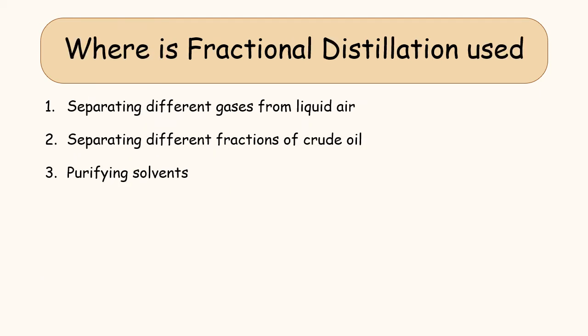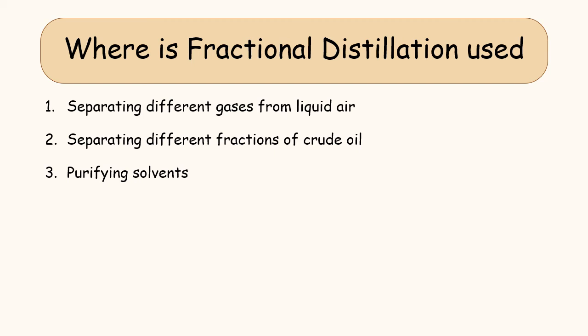Now, fractional distillation is used for a lot of really important purposes. One of the most important ones is actually separating different gases from liquid air. So how we get nitrogen, for example, oxygen and some really rare gases like helium, argon, etc., is by cooling down air so it actually condenses into a liquid, and then doing fractional distillation that allows us to separate the gases based on their boiling points.